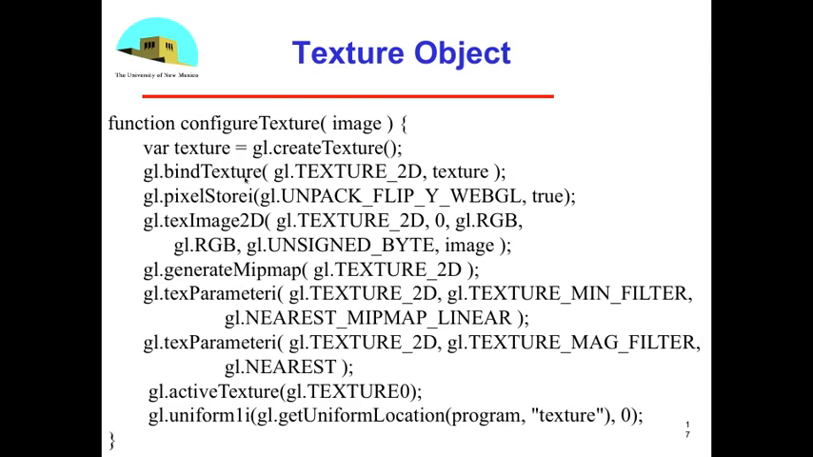Well, here's setting up the texture object. Here's the detail. I create a texture object by gl.createTexture, just as we did with other attributes. I bind that texture object. Now it's a bindTexture instead of just a bind vertex attribute.